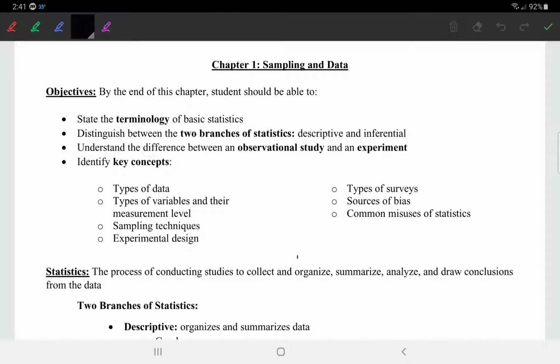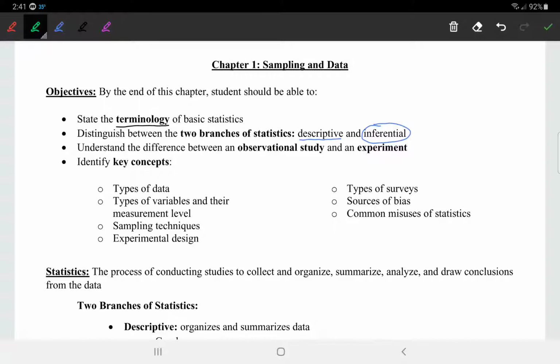In Chapter 1, we'll talk about sampling and data. By the end of this chapter, a student should be able to state the different terminology of basic statistics and be able to distinguish between two branches of statistics. There is the descriptive statistics and the inferential statistics.